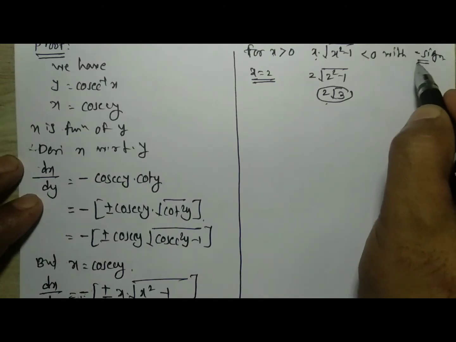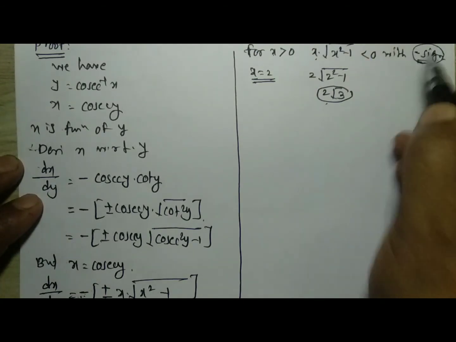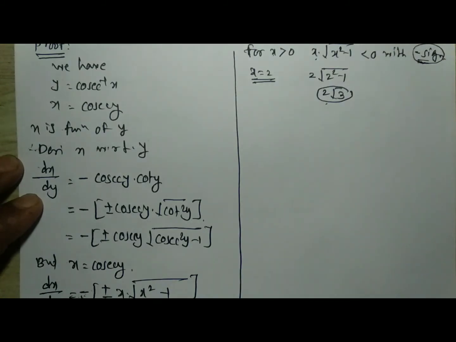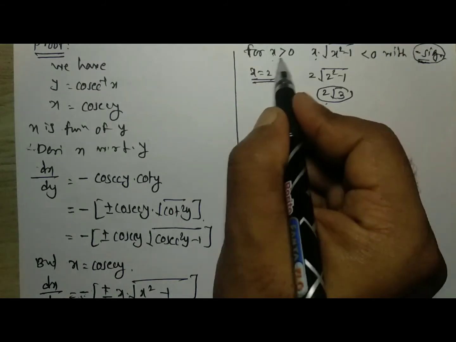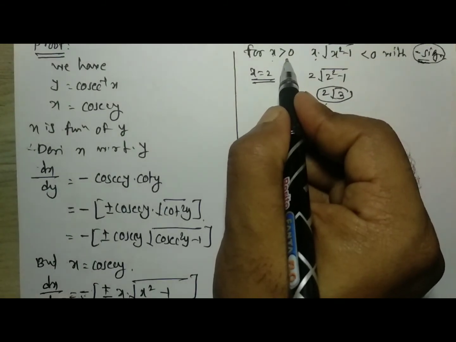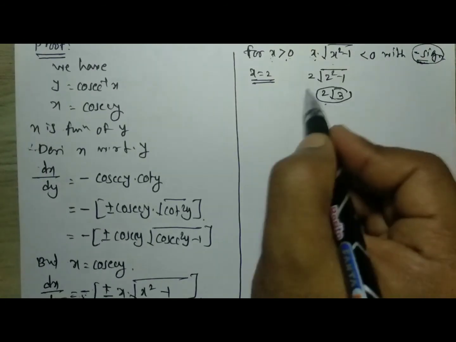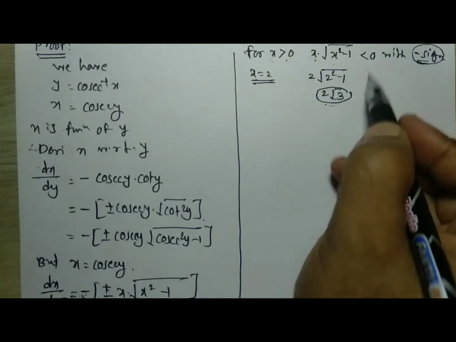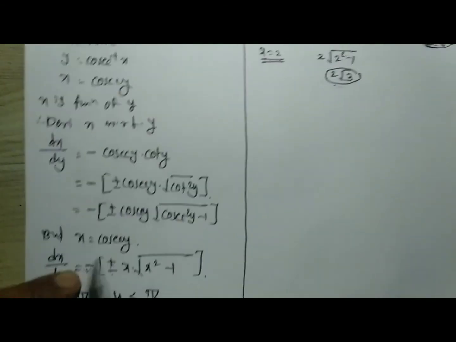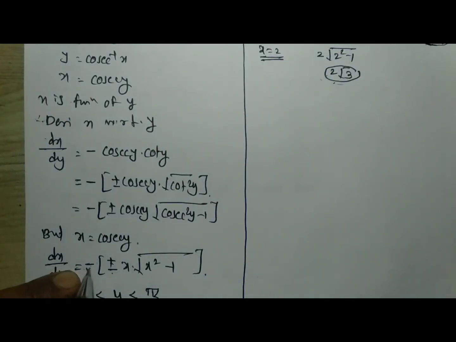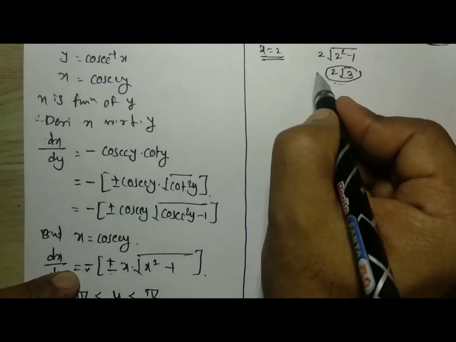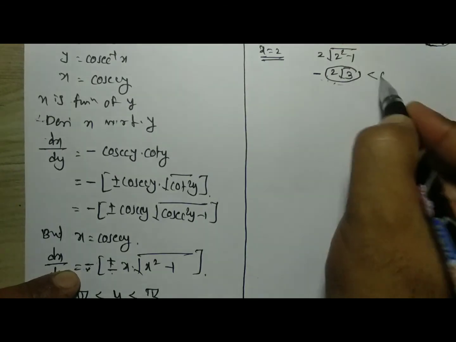The most important thing is the negative sign. Which negative sign do we consider here? We know that this ratio is positive for x greater than 0. I am repeating once again: x is greater than 0, at that time this ratio is positive, no doubt, but with a negative sign related to it, due to that negative sign this ratio becomes negative, and it is less than 0.